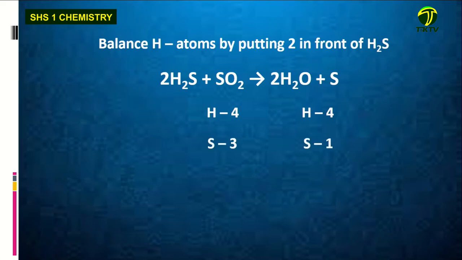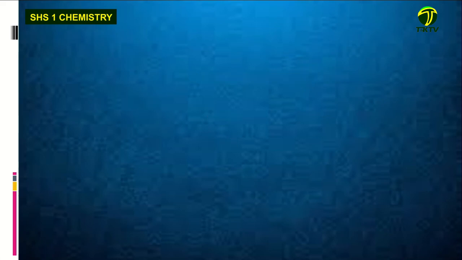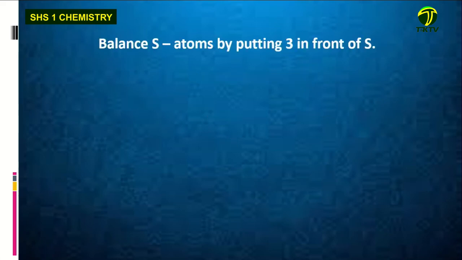Then the sulfur, because of the 2 that we have put in front of H2S, has affected the sulfur in the hydrogen sulfide. It has become 2 plus the 1 in SO2. So sulfur is now 3. But on the right-hand side, we have 1. And oxygen, we have 2, 2. So we are left with sulfur, which is not balanced. And then we are going to put 3 in front of the sulfur atom on the product side.